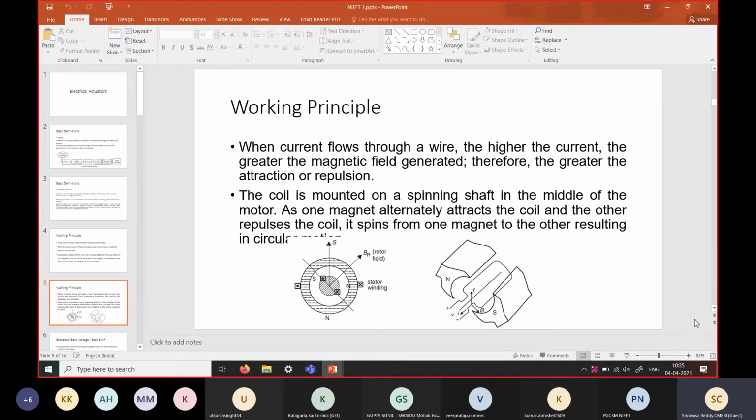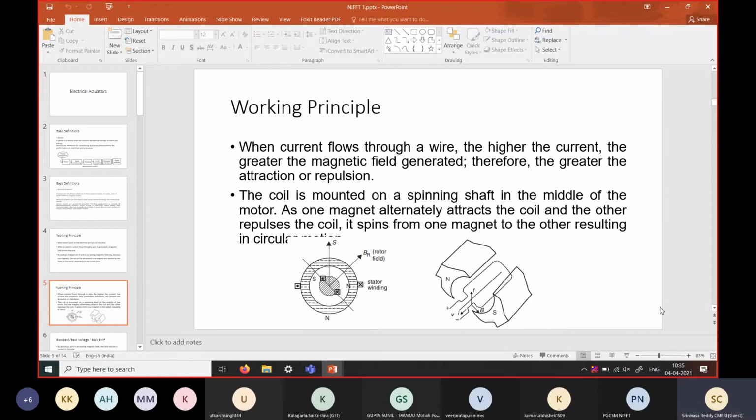And the other disadvantage is that, due to this sliding contact, through that contact only the electrical field is passed from the brushes to the armature winding. So some sparks would be generating, and it will result in heat and loss of energy. So these two are the disadvantages of the DC motor.